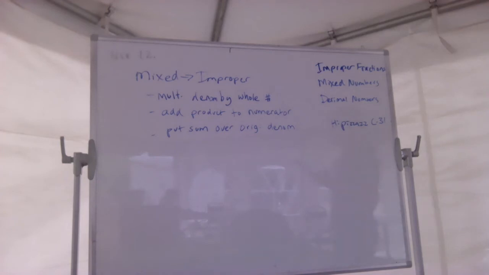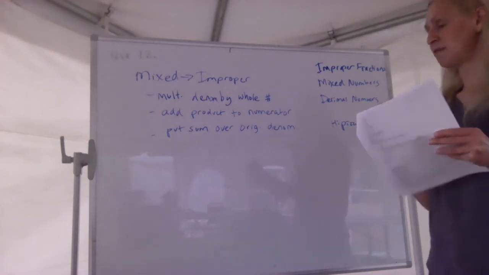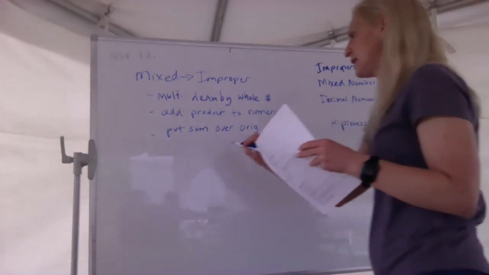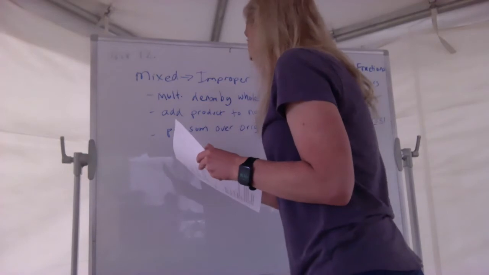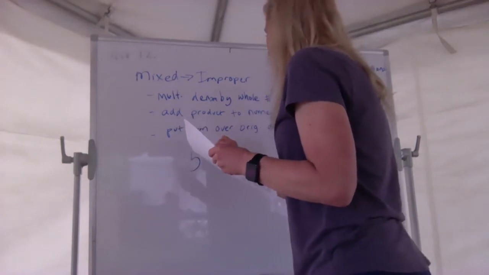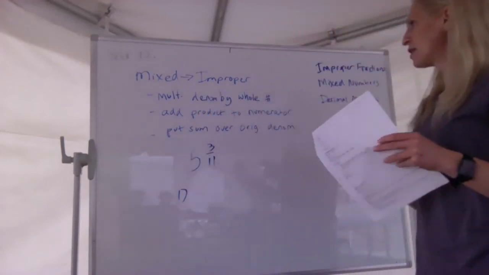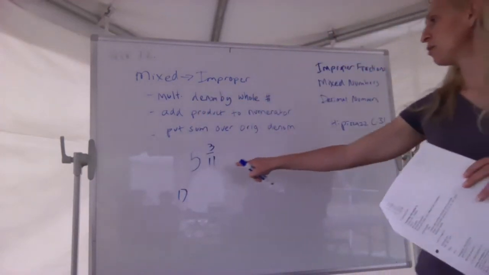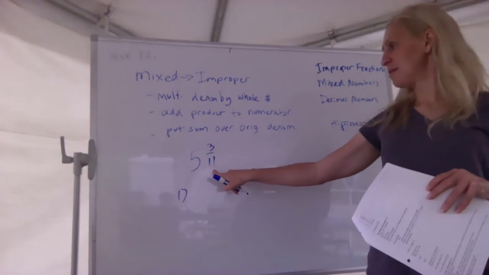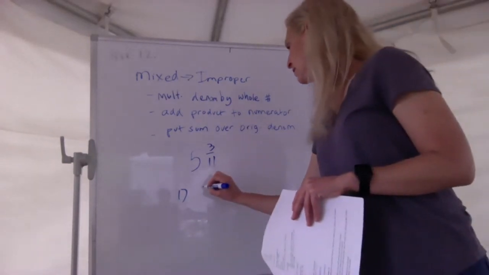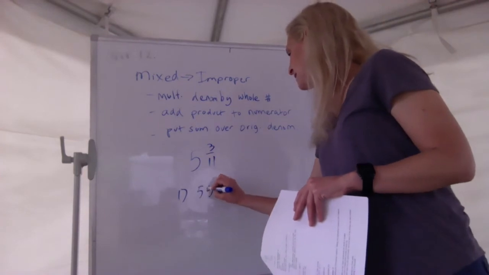And put the sum over the original denominator. Done. Okay, so let's say we had 5 and 3/11. Step 1, we're going to multiply the denominator by the whole number. So 5 times 11 is what? 5 times 11 is 55. Okay, so we get 55.